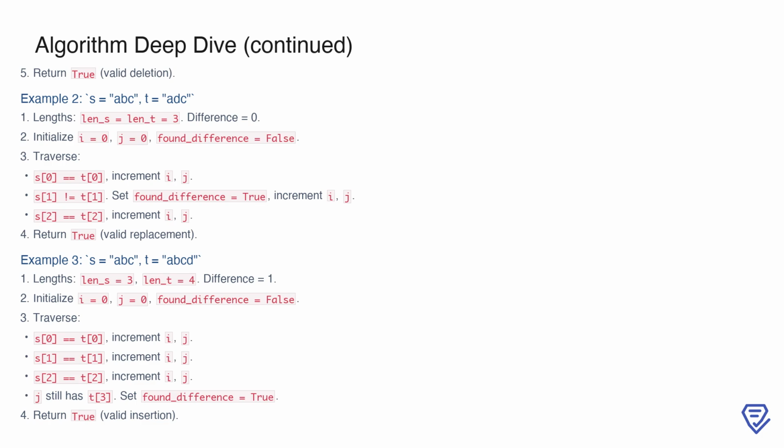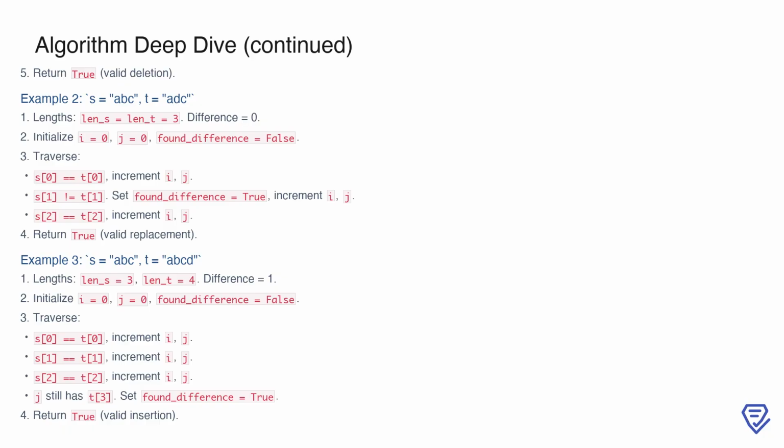To understand this algorithm better, let's walk through a few examples. In the first example, S is ABC and T is AB. The length difference is 1, so the strings are valid candidates for a one-edit transformation. As we traverse, the first two characters match, so we increment both pointers. At the last character, S has C while T has no corresponding character. This represents a valid deletion, so we return true.